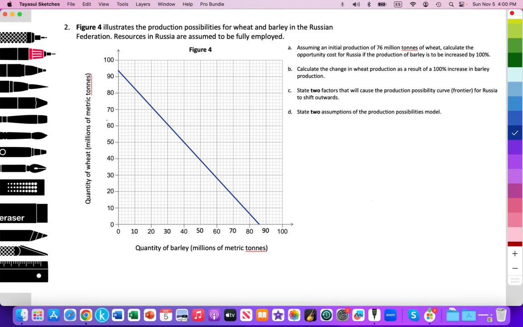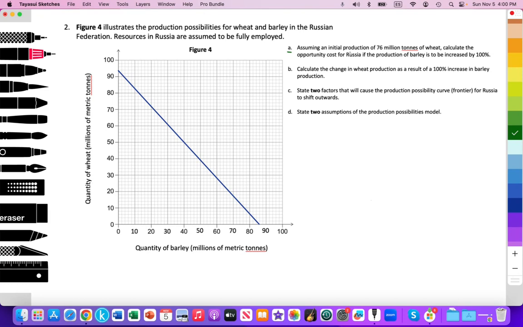In figure 4, on the y-axis we have the quantity of wheat in millions of metric tons, and on the x-axis we have the quantity of barley in millions of metric tons. So let's go ahead and answer question A. Assuming an initial production of 76 million tons of wheat, calculate the opportunity cost for Russia if their production of barley is to be increased by 100%. I want you to pause the video and think about how you would calculate that question. Pause the video now.